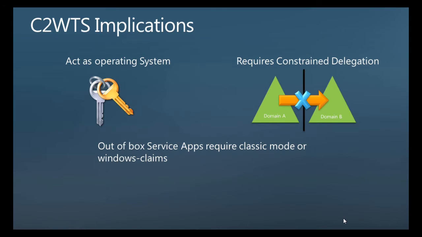Also note that because the operation that the claims to Windows token service performs, which is this logon without password, is so highly privileged, the claims to Windows token service uses local procedure calls, or LPC, to communicate with its clients to perform this operation. What this means is it's not actually listening on any network port. You can't connect to a remote instance of the claims to Windows token service. This is why you must run this service on every machine that's running the service application that requires it.